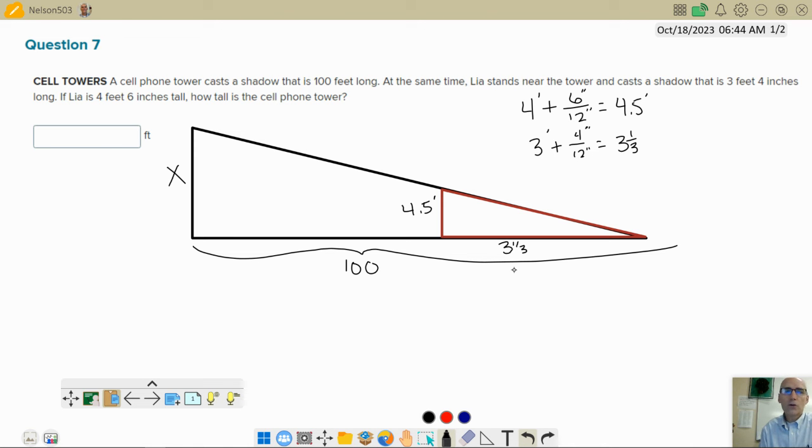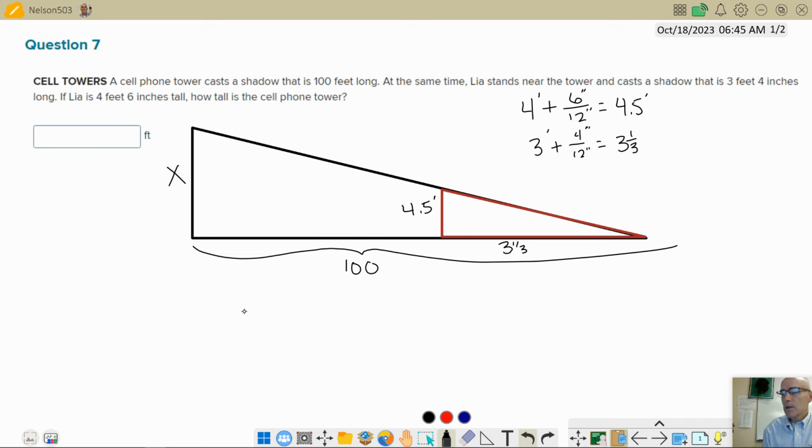Now, my drawing is not to the right kind of perspective here. The height of the cell tower is longer than the shadow because the height of the person is more than the shadow length, right? So sometimes you just have to kind of ignore the way the drawing looks and just go by the given information, right? And this is one of those situations.